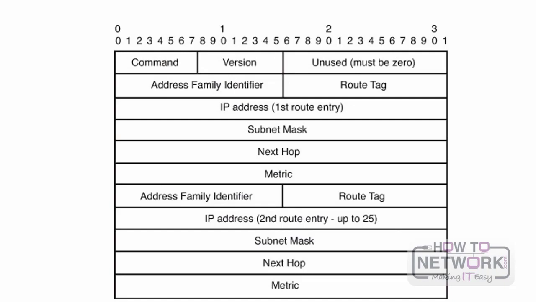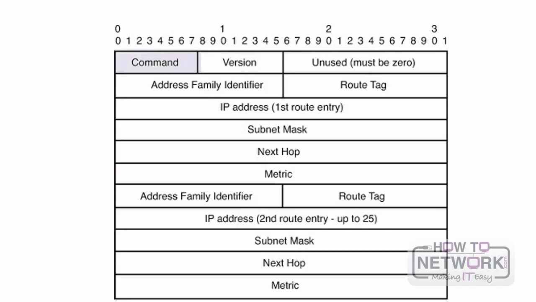Let's take a look at the RIP version 2 message format. The RIP version 2 message format takes advantage of the unused fields in the RIP version 1 message format by adding subnet masks and other information. Let's go through some of the key attributes of this message.